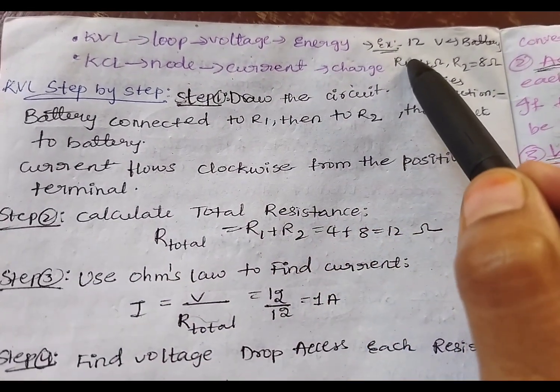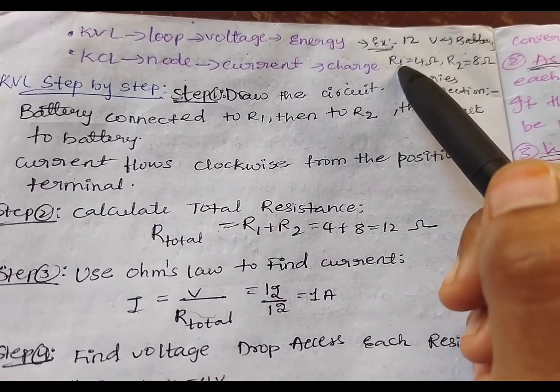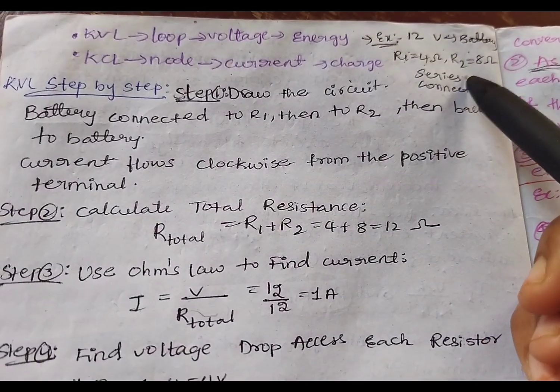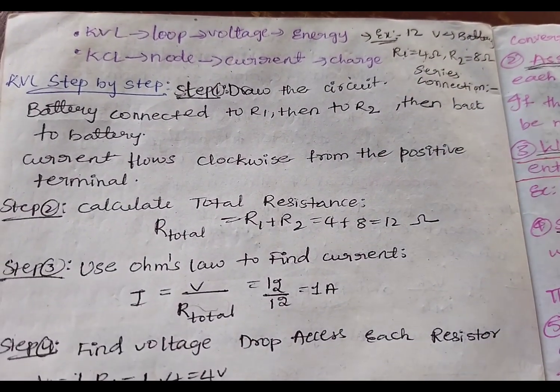Example: a 12 volt battery, R1 is 4 ohms, and R2 is 8 ohms, in series combination.